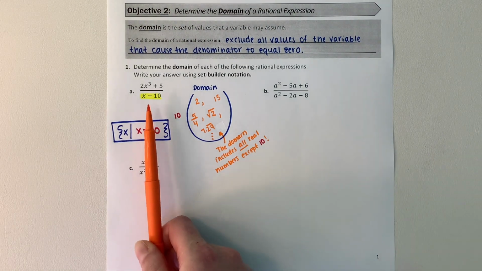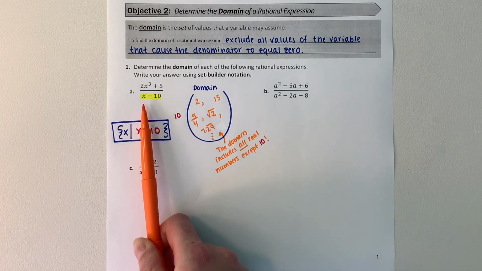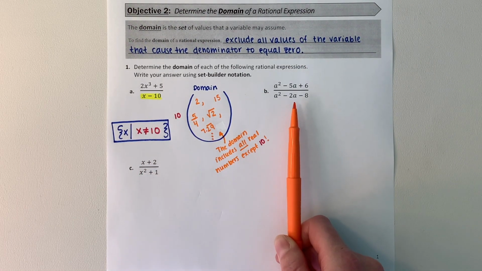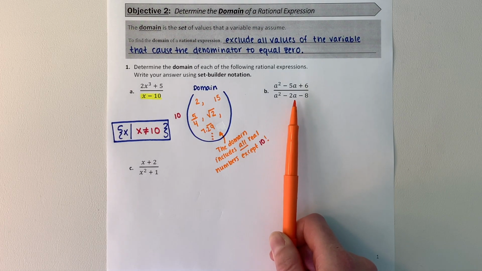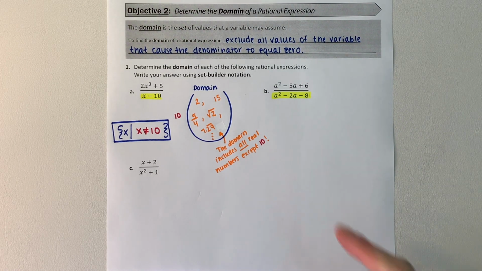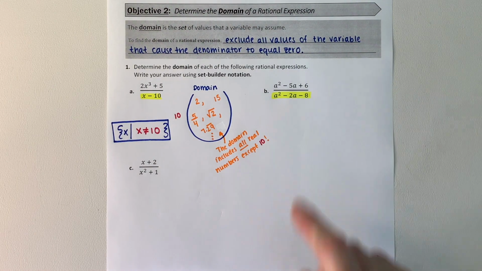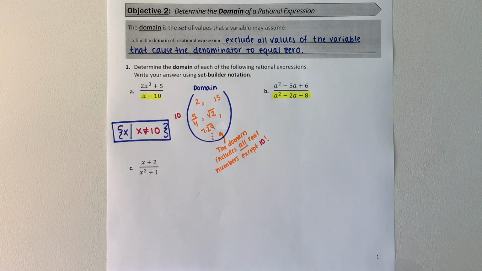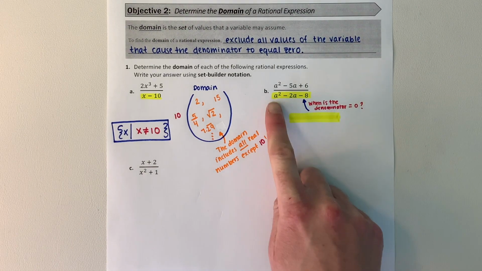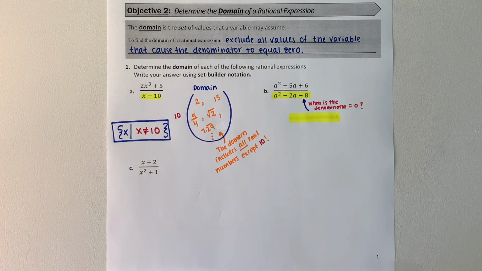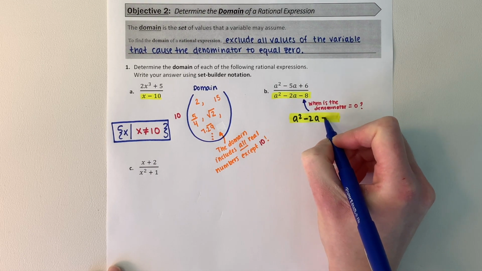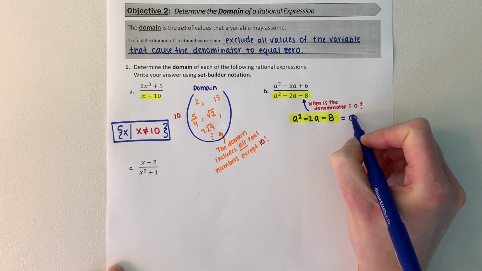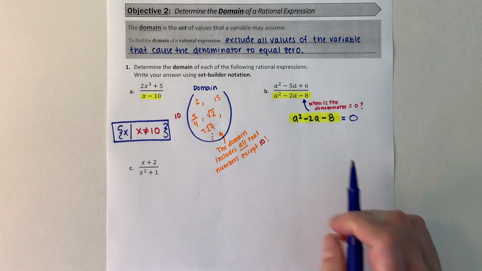For problem A, we could mentally figure out what value of x made the denominator 0. For part B, it's difficult to mentally figure out what values of a make the denominator 0. So if you're having trouble mentally determining when the denominator is 0, we can write ourselves a simple equation. So we want to know, when is the denominator equal to 0? Let's write that as an equation. So we'll write the denominator, a squared minus 2a minus 8, and we want to know, when is that equal to 0? Now we've created an equation.